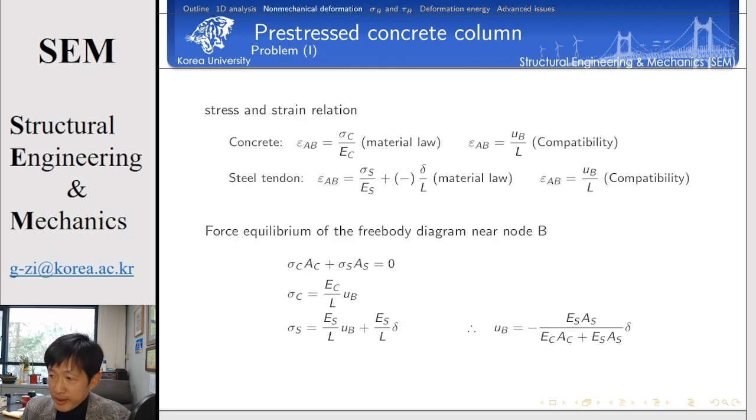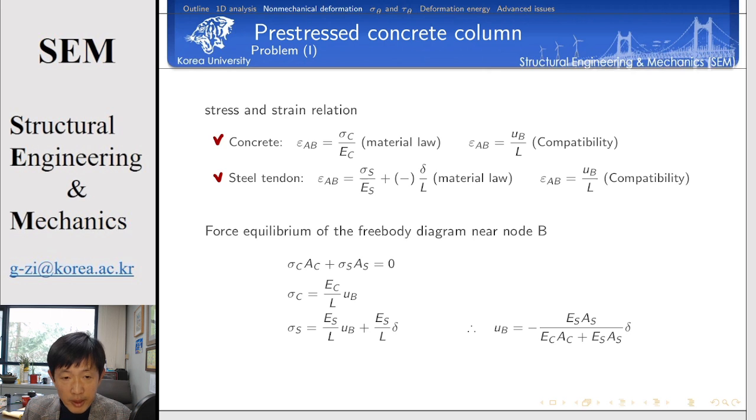Okay, what's the next step? So we just calculated the compatible strain. The next step is we need to trigger the material law. So let's talk about the stress-strain relation. Now we have two different materials. The first one is concrete, and the second one is steel.